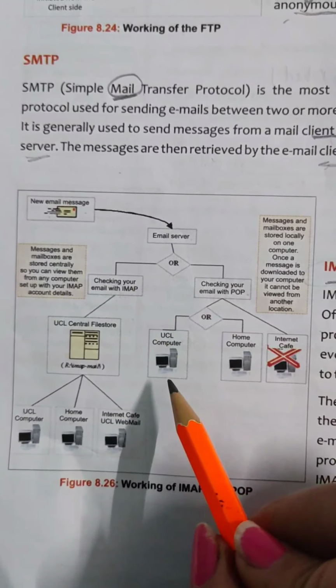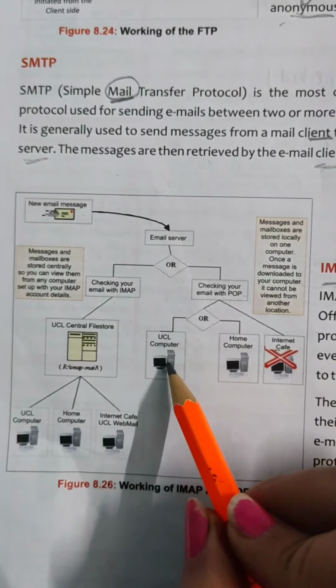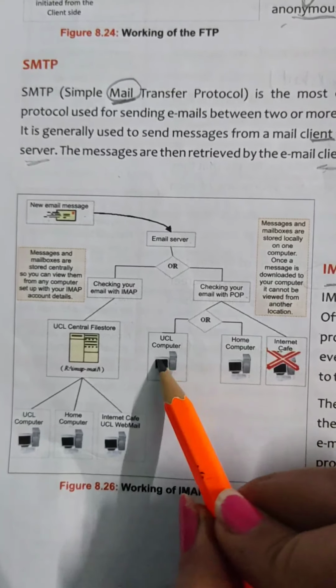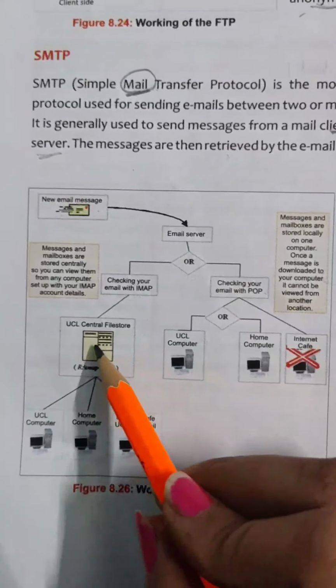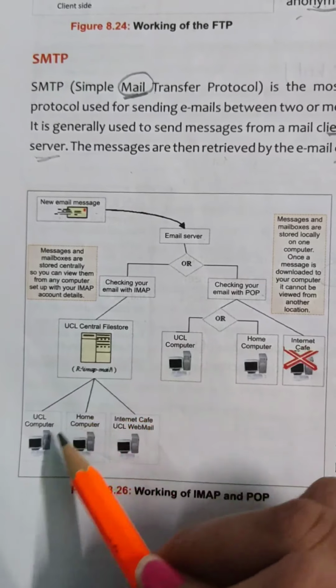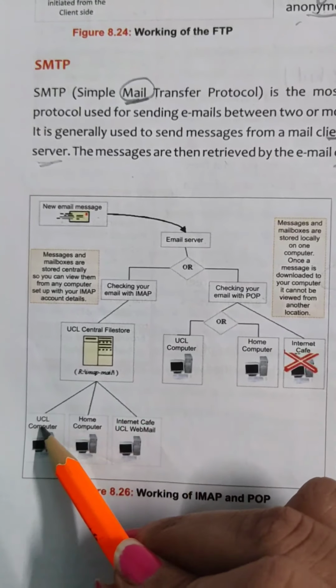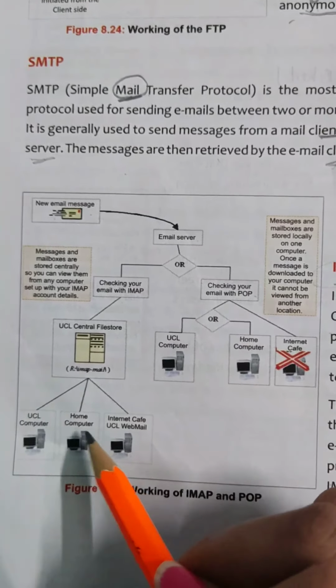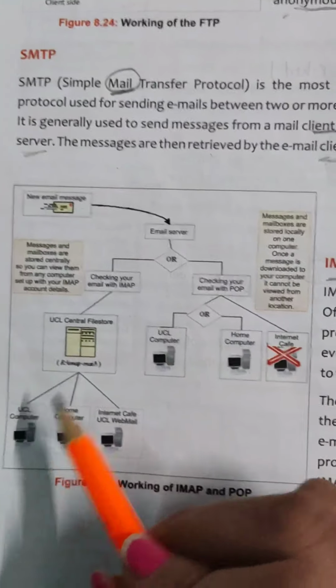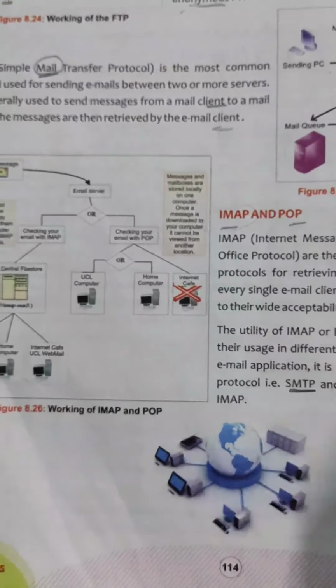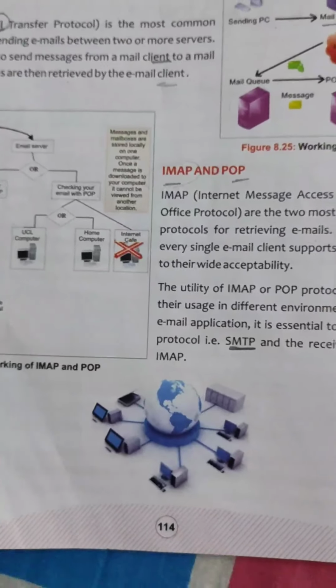Then again, here the UCL computer is there, home computer, whichever computer is there. At the end, here the central file store is there. And here three things are there. UCL, from where you are accessing your mail. Home is there, internet cafe, or from anywhere. So up to this, your chapter is completed now.